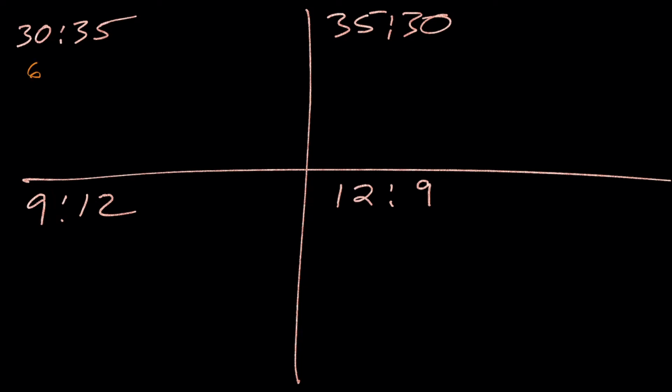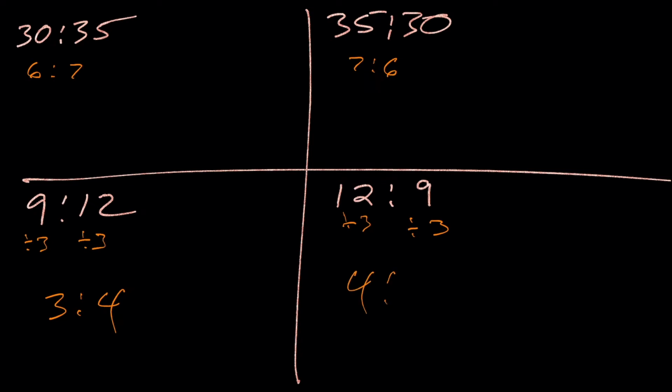So this is going to be 6 divided by 5, right? And this is going to be 7. And over here it would be just 7 and 6. Okay, dividing by the greatest common factor here, this one is going to be 3 divided by 3. And this is going to be 3 to 4. Okay, and same thing, it doesn't matter that they're backwards. They're still using the greatest common factor, and so it'll be 4 to 3.